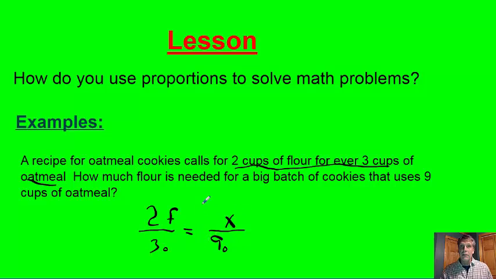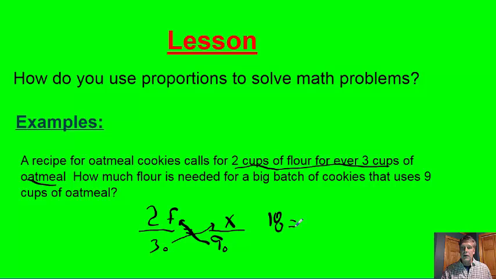So now I want to be able to solve it. And I'm going to use the cross products like I showed you on the original problem on the page before. I want to cross multiply, because if I do that, I know they're equal. So let's set that up. So 9 times 2, that's 18. Put it over here. 18. 9 times 2, 18. And that equals 3 times x.